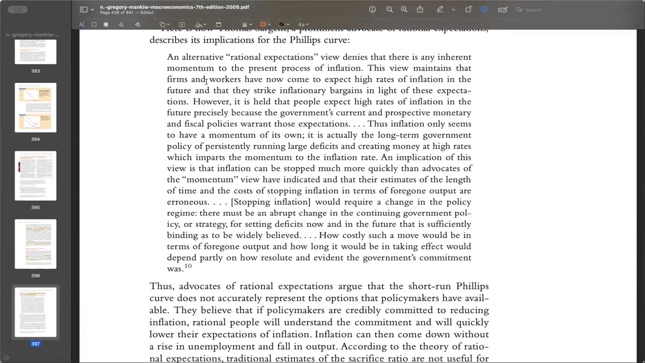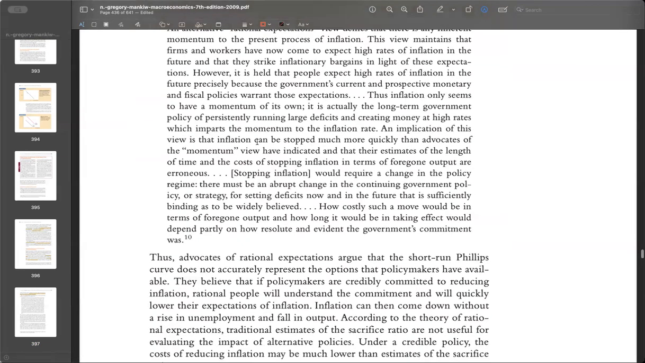So this view maintains that firms and workers now have come to expect high rates of inflation in the future, and that they strike inflationary bargains in light of these expectations. However, it is held that people expect high rates of inflation in the future precisely because the government's current and prospective monetary and fiscal policies warrant those expectations. Thus, inflation only seems to have momentum of its own. It's actually the long-term government policy of persistently running large deficits and creating money which imparts the momentum to the inflation rate. So this is saying that government policy is not just affecting current inflation, but it's also affecting future or expected inflation. And that's what's supporting that increase in current inflation today.